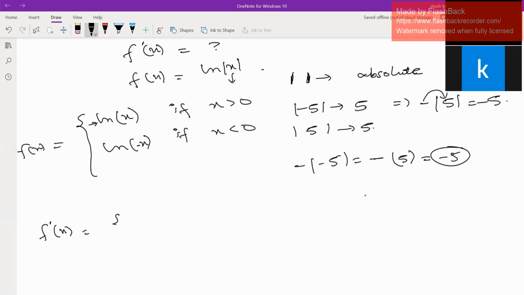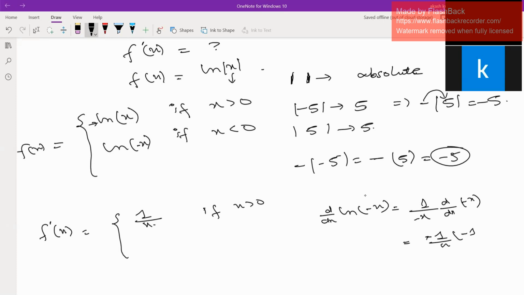The derivative of ln x is 1 over x. And the derivative of ln of minus x: the derivative of ln was 1 over x, so ln of minus x will become 1 over minus x. Right? And then we differentiate the minus x again, so it becomes minus 1 over minus x, which is 1 over x. Is it clear?